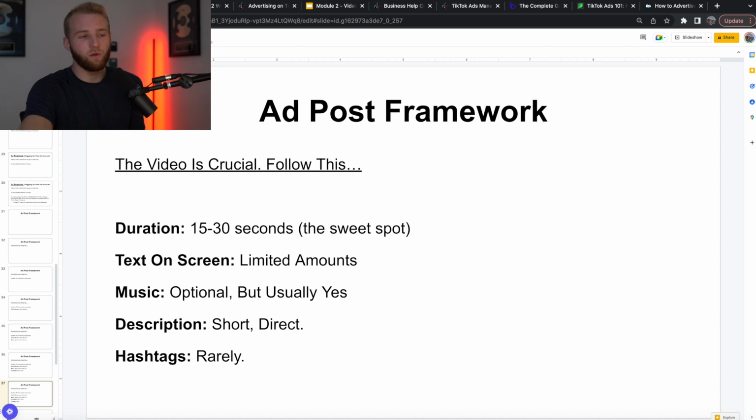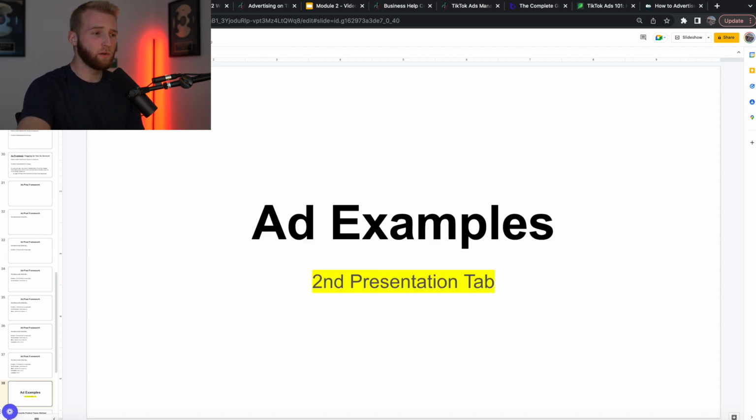The only reason you use a hashtag is because you're using a Spark ad, which means you're posting the video to your TikTok page first, hoping that that hashtag helps you get more views organically. So don't ruin your paid ad post just because you're hoping you get some organic views. It's a bad risk to reward ratio. Okay. So add examples, okay? I have this other presentation.